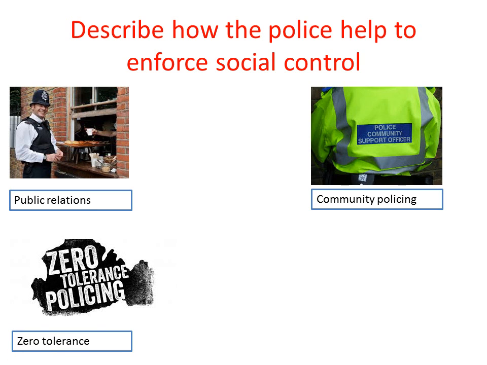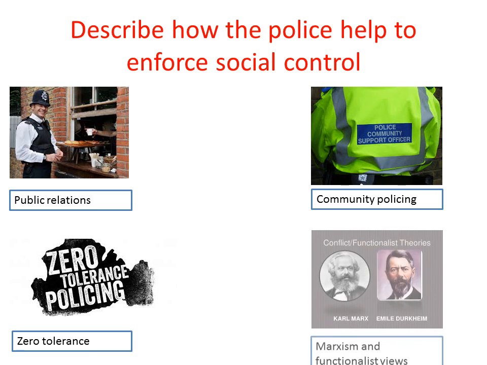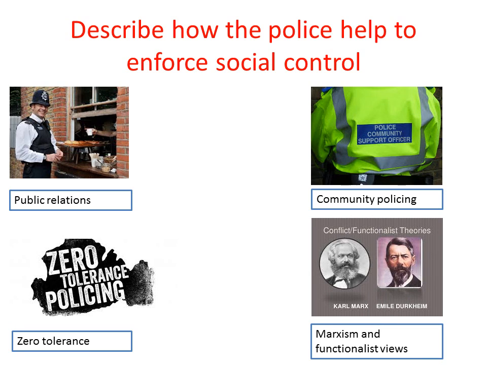The third area is zero tolerance by the police. Zero tolerance relates to picking up on absolutely every little piece of deviant or criminal behaviour, to ensure that if the small areas of deviance and criminal behaviour are kept under control, then the larger areas won't become an issue. And then finally, I'm going to discuss sociological perspectives, in particular the Marxist and functionalist views.